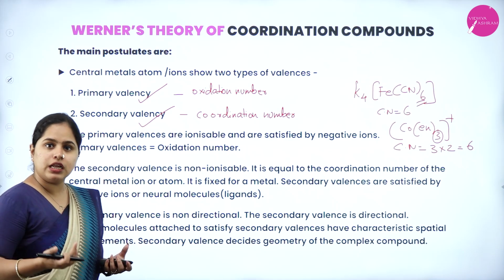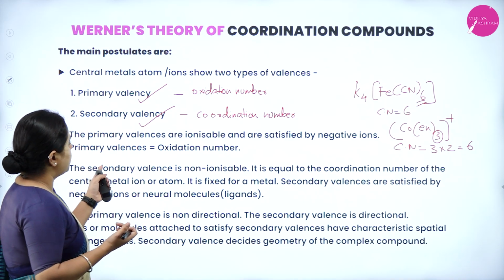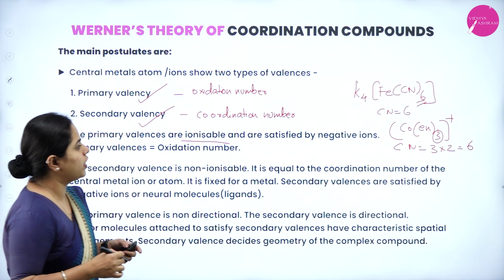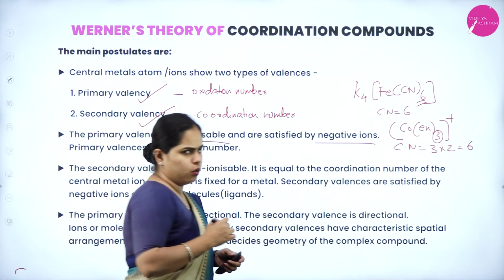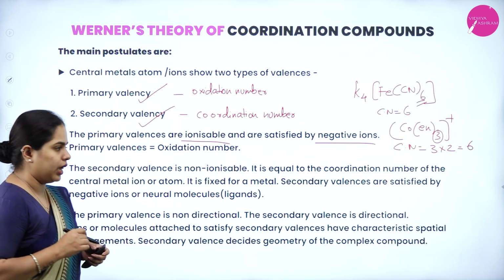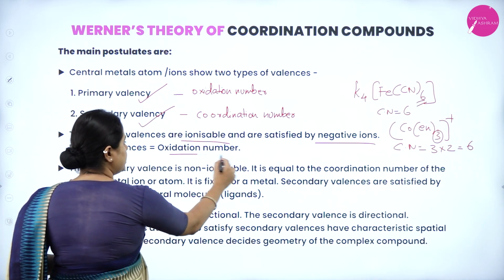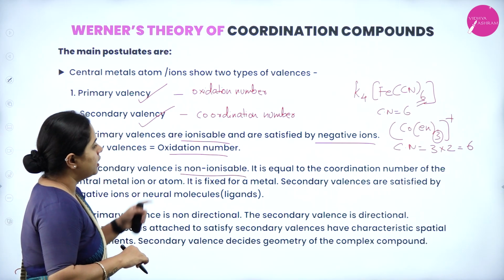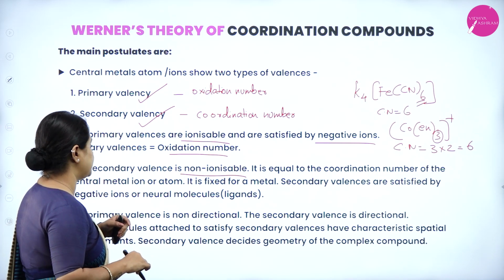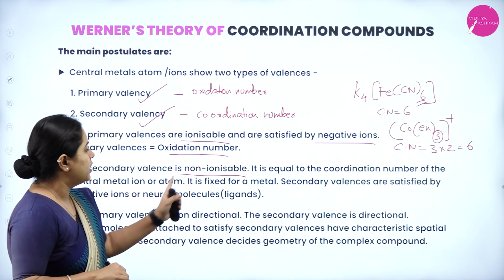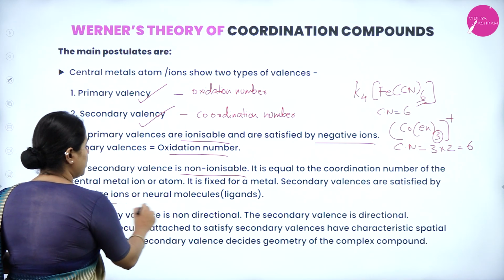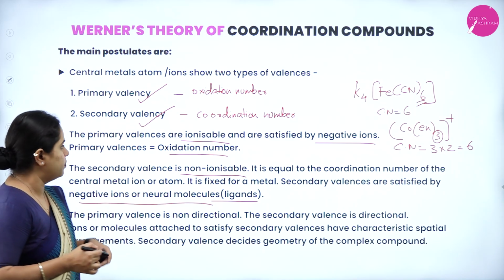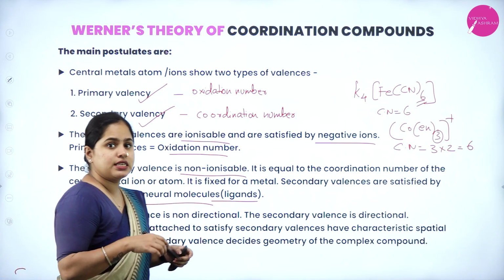Now let's move on to the details of primary valency and secondary valency. Primary valencies are ionizable and are satisfied by negative ions, and it is equal to the oxidation number. The secondary valency is non-ionizable. It is equal to the coordination number of the central metal atom or ion, and it is fixed for a metal. Secondary valencies are satisfied by negative ions or neutral molecules that are ligands. Now, why is this ionizable and non-ionizable? As you can see here, the primary valency is ionizable.